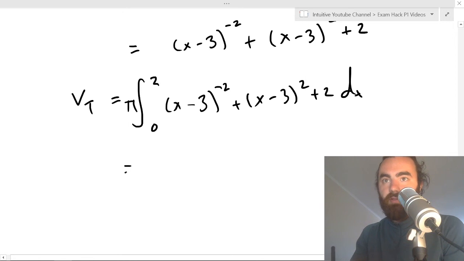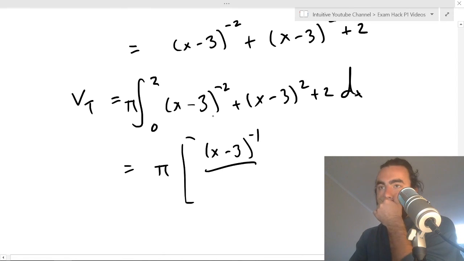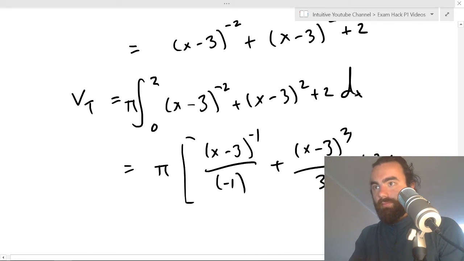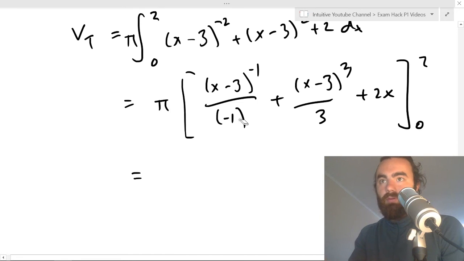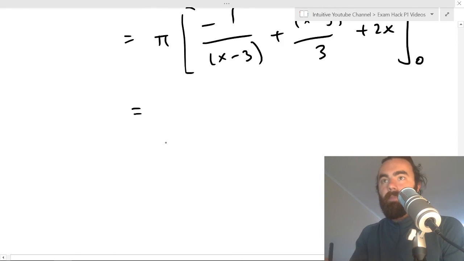And then if we integrate this expression, we get x minus 3 to the power of negative 1, plus x minus 3, so that'll be minus, and we can say it'll be minus 1 over x minus 3 to make it easier.